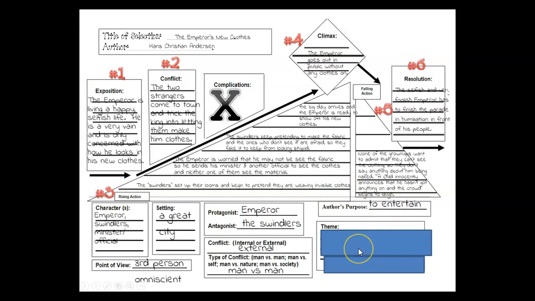And what did we learn? What did the author want us, the reader, to learn from The Emperor's New Clothes? What are some life lessons that the characters learned or that we could learn from this story? And that's how we'd find out the theme. So, one of the themes could be pride and arrogance will lead to embarrassment. We've all done things out of pride sometimes, and it led to us being embarrassed about something.